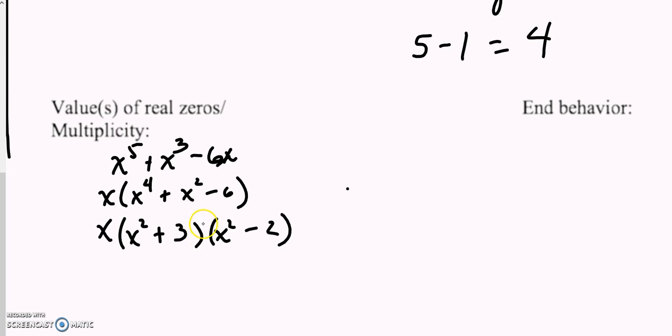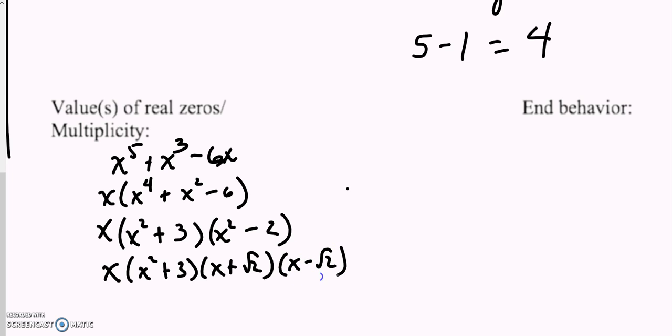I do want to keep going with this here, so this factors into x times x squared plus 3, and then times x plus the square root of 2, times x minus the square root of 2. And I notice that for the real zeros, I have an x to the 1st, an x to the 1st, and an x to the 1st, and this determines my multiplicity of those real zeros. So it's a multiplicity of 1 for all zeros.